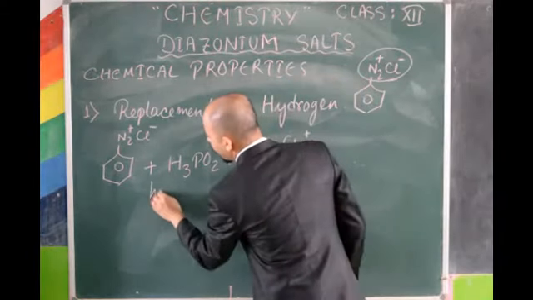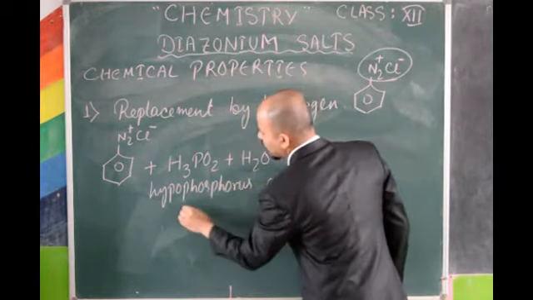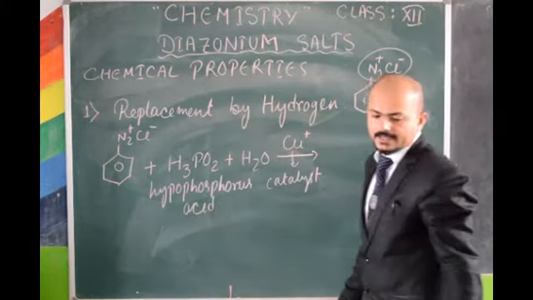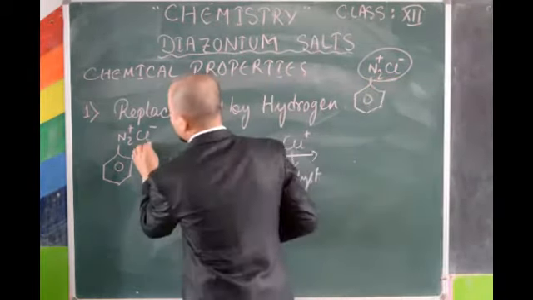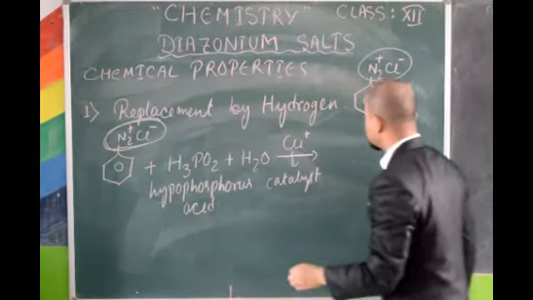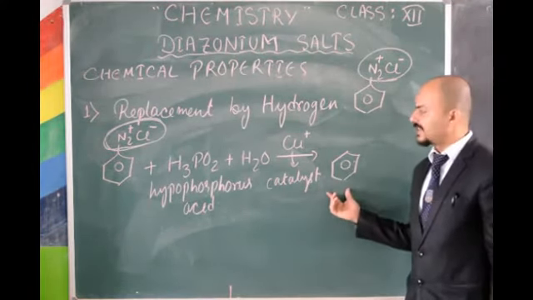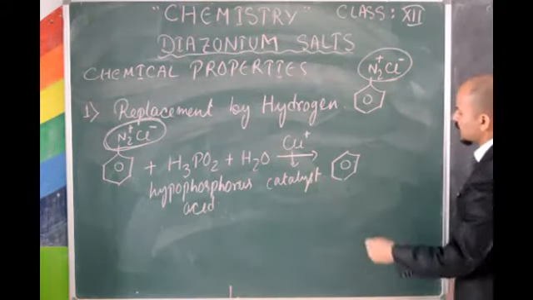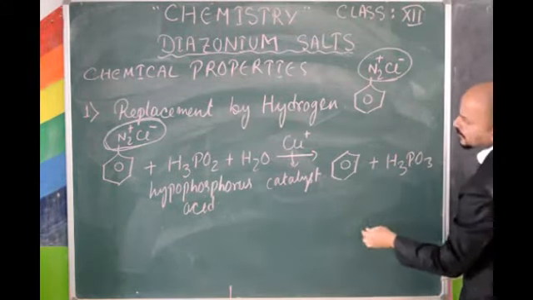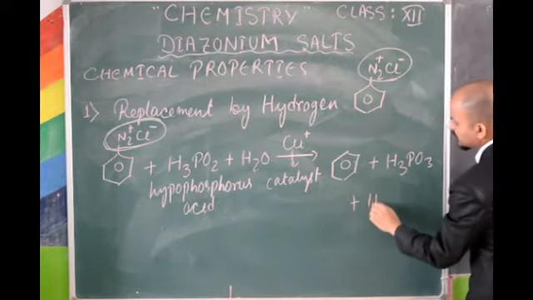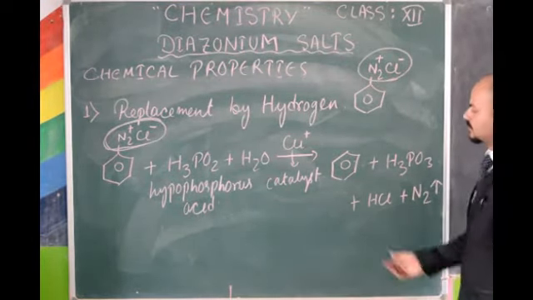This is hypophosphorus acid, and this is copper. Under this condition, this group as a whole will be replaced by what? By hydrogen. And whenever it is replaced by hydrogen, we get this benzene compound as the main product. And your byproducts are H3PO3 plus HCl, and one more byproduct you get, that is nitrogen gas.